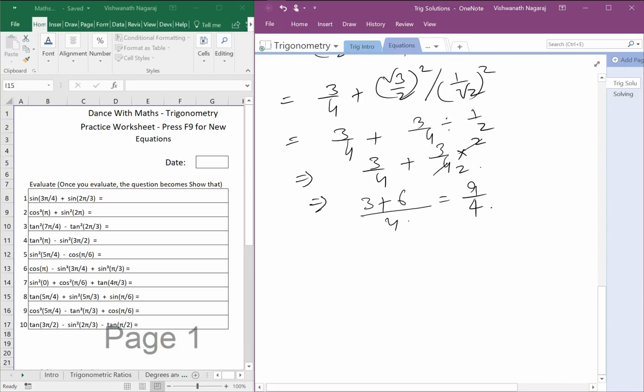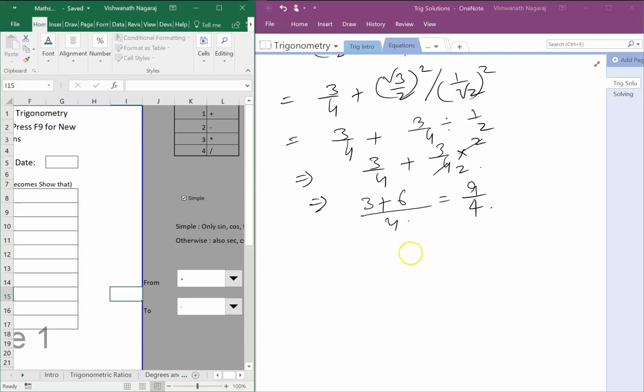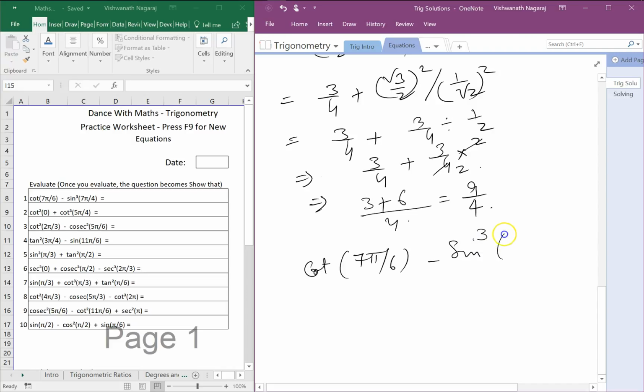Shall we do one more? Let's make it a little bit more complicated. Now instead of saying simple, let's uncheck this. Once we uncheck that, the other trig ratios also come into picture. Let's say cot 7 pi by 6 minus sine cube 7 pi by 4.